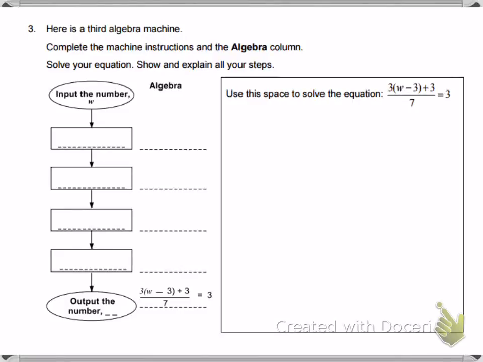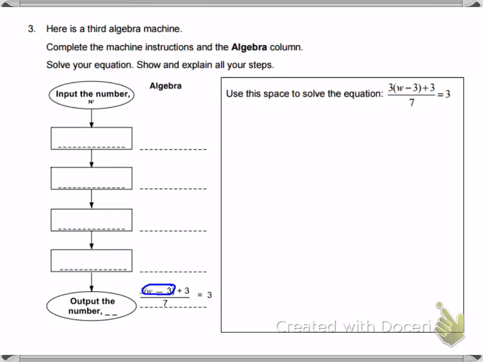In this example, we see a third algebra machine, but this time it looks like all the blanks need to be filled in. So we're going to have to go down to our final result and work our way backwards to see how this equation was constructed. So what we're going to do is look at our equation and ask ourselves, okay, what was the very first thing that happened to the variable w?